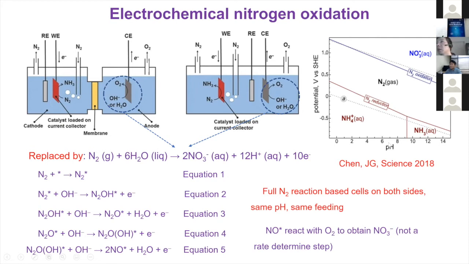When you look at this reaction process map, you can see that if you're doing it in basic condition, the potential for nitrogen oxidation will be lower. But in this case, you face the competition of the OER, oxygen evolution reaction. So in our case, we choose to do it in neutral condition. Although the potential would be slightly higher, we try to avoid as much as possible the OER competition.